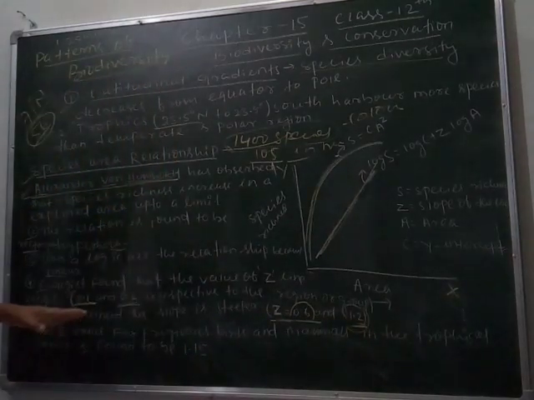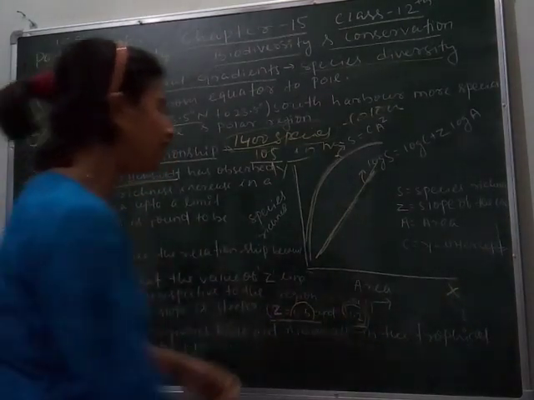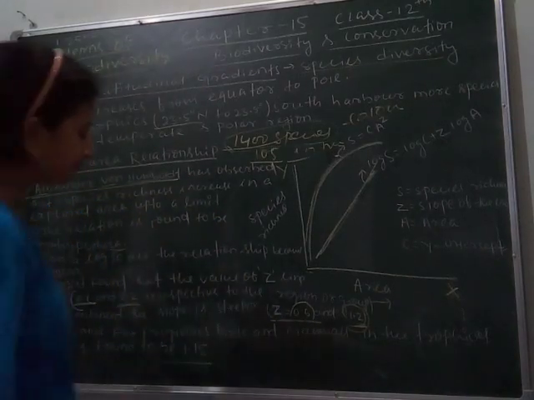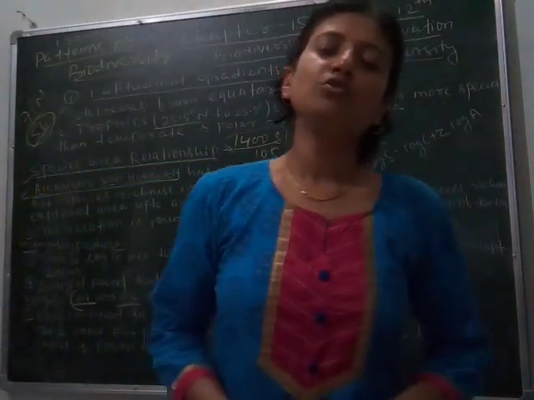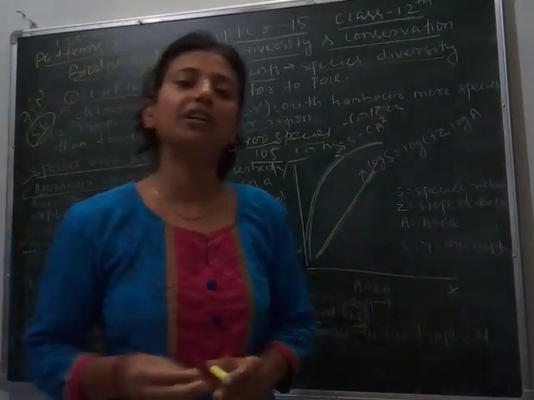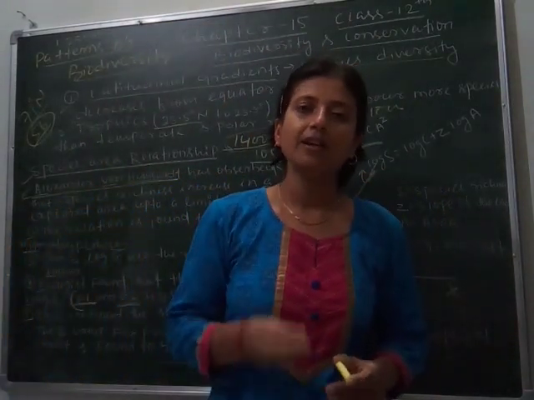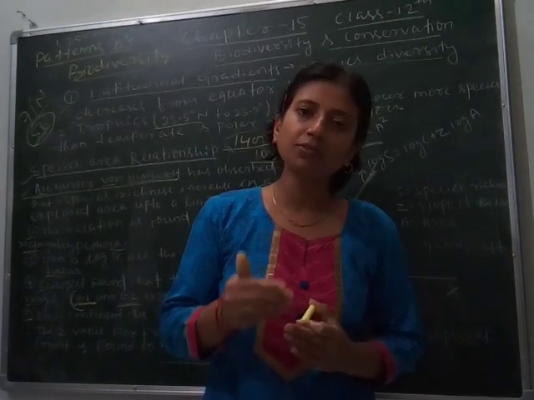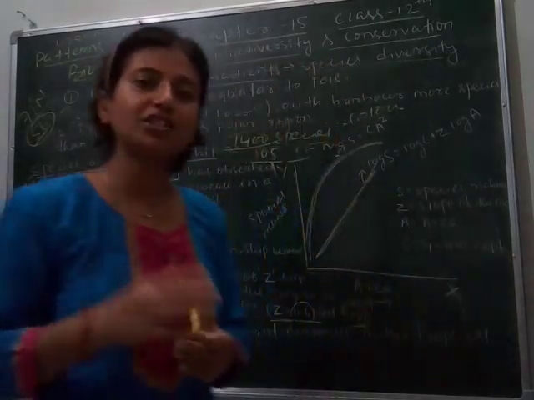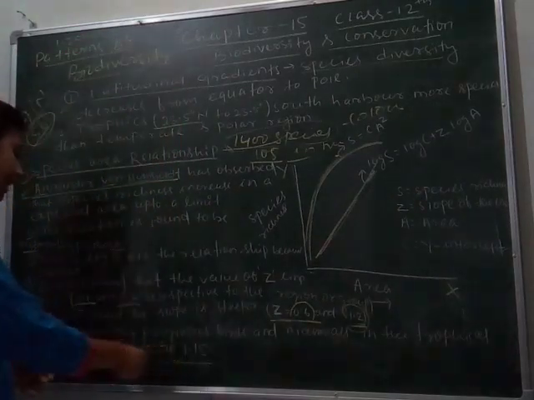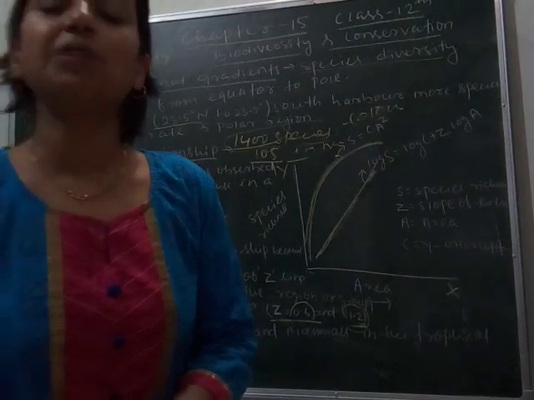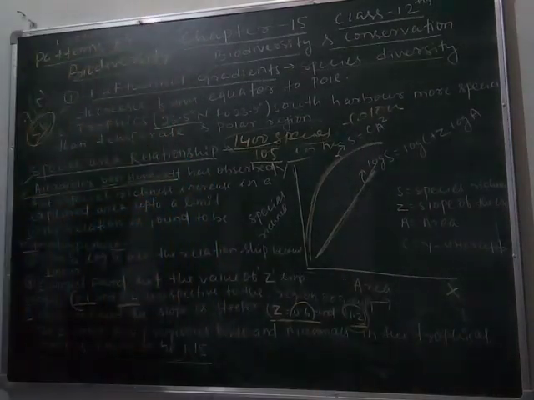The Z value for frugivorous birds and mammals in the tropical forest is found to be 1.15. Here, do you know what frugivorous means? Frugivorous means fruit-eating. Frugivorous birds and mammals means those birds and mammals who eat fruits. So they are found to be 1.15, means their number is maximum.